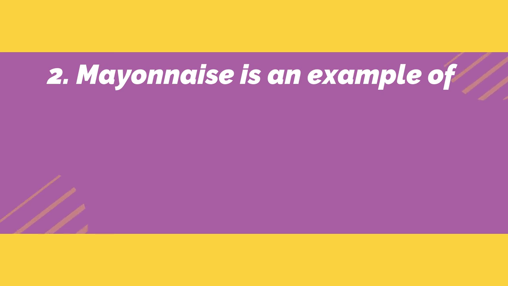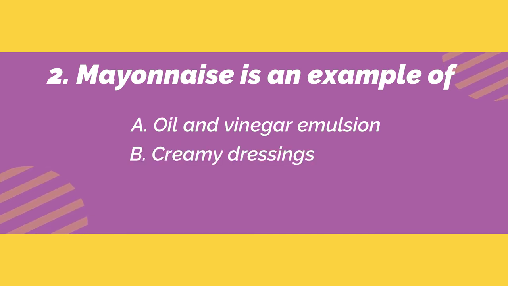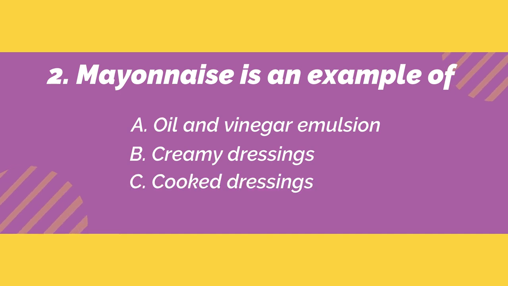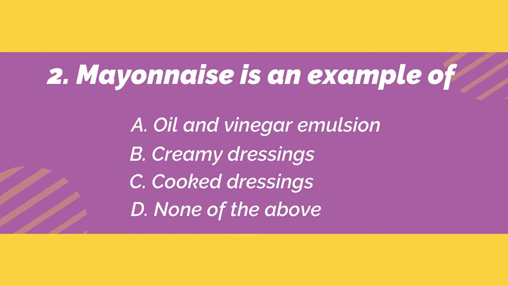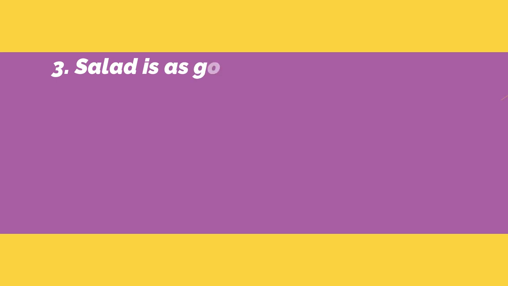Second question. Mayonnaise is an example of letter A, oil and vinegar emulsion. Letter B, creamy dressings. Letter C, cooked dressings. Letter D, none of the above. The correct answer is letter B, creamy dressings.